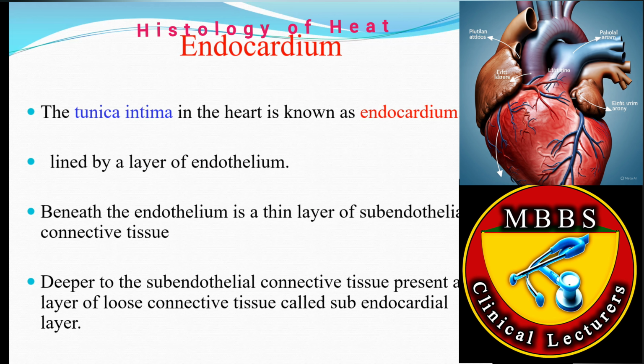Now let's see the endocardium. The tunica intima in the heart is known as the endocardium. It's lined by a layer of endothelium. Beneath the endothelium is a thin layer of subendothelial connective tissue. Deeper to the subendothelial connective tissue is a layer of loose connective tissue called the subendocardial layer.